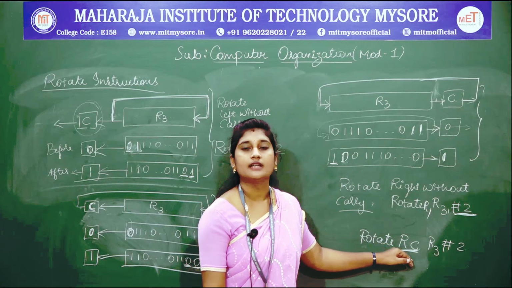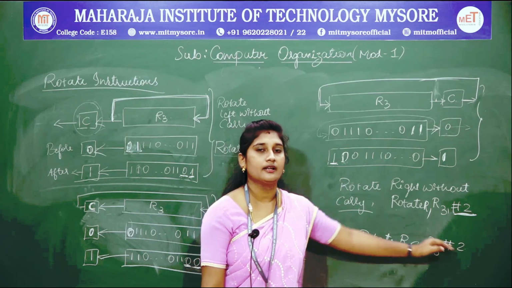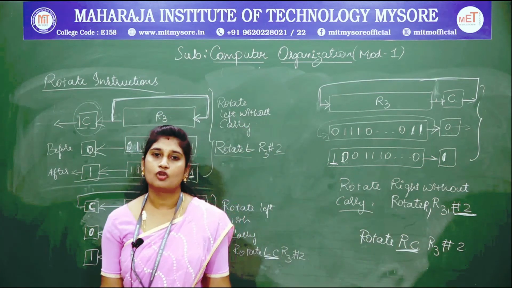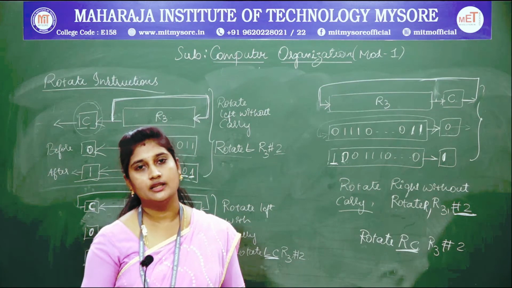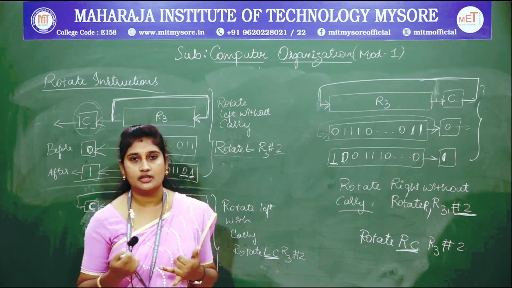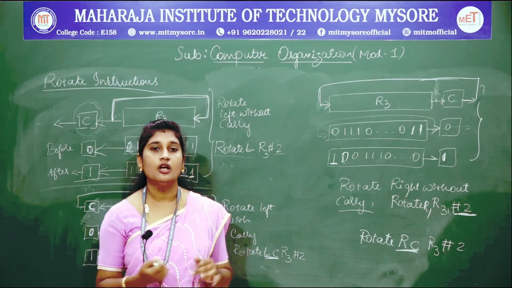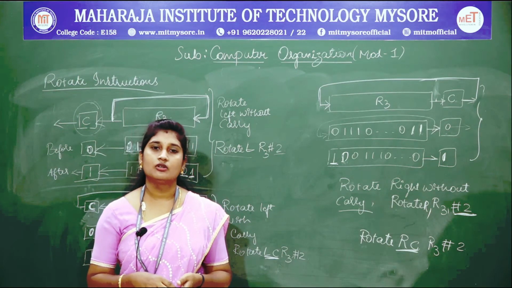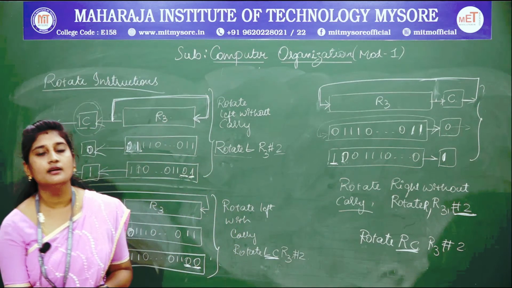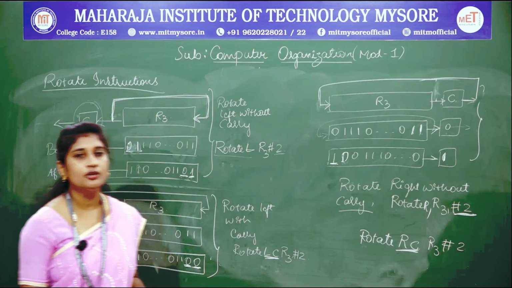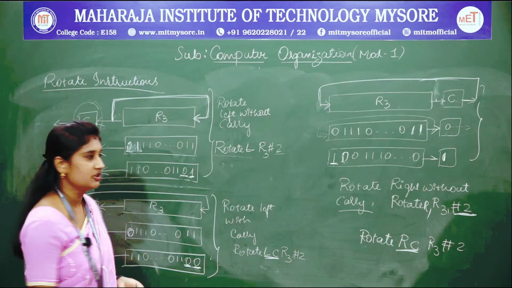Here, rotate RC means I will be considering my carry bit and then rotating the bits of the operands. Fine. This is all about your additional instructions, that is your logical instructions, shift instructions and rotate instructions. So moving on to the next topic, encoding the machine instructions. What do you mean by encoding the machine instruction?